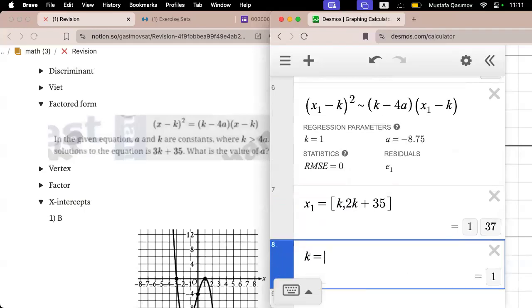So you can say that when we change the value of k, it will be the same. It means that it is negative 8.75 all the time. But generally, I prefer the first one. The first one is better for me.